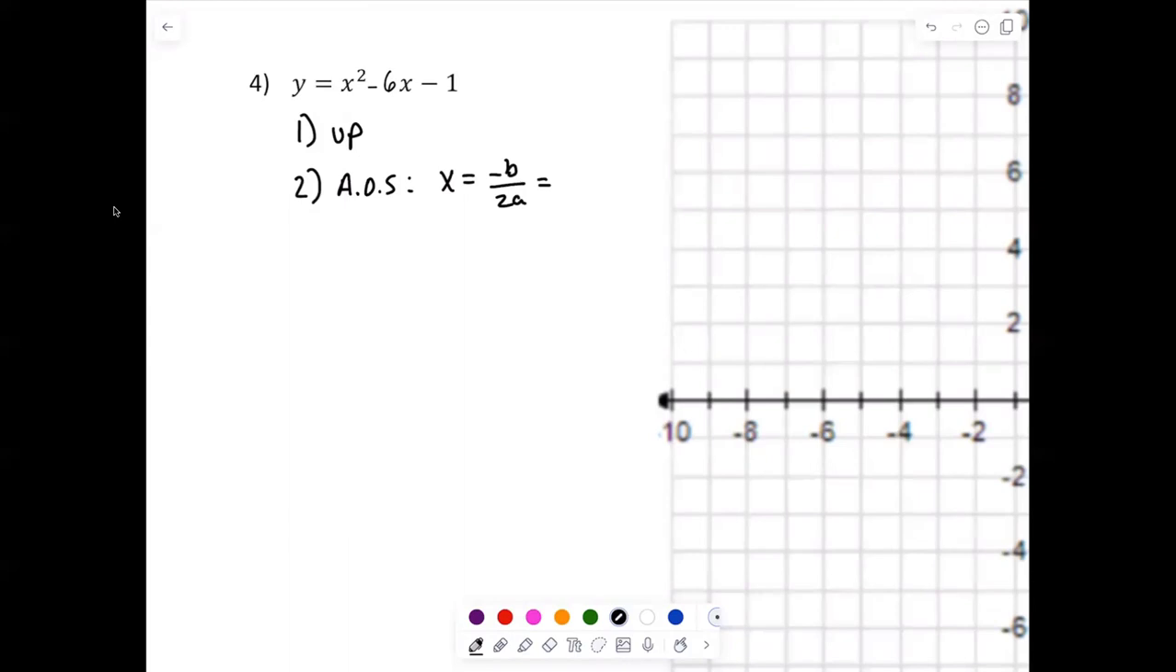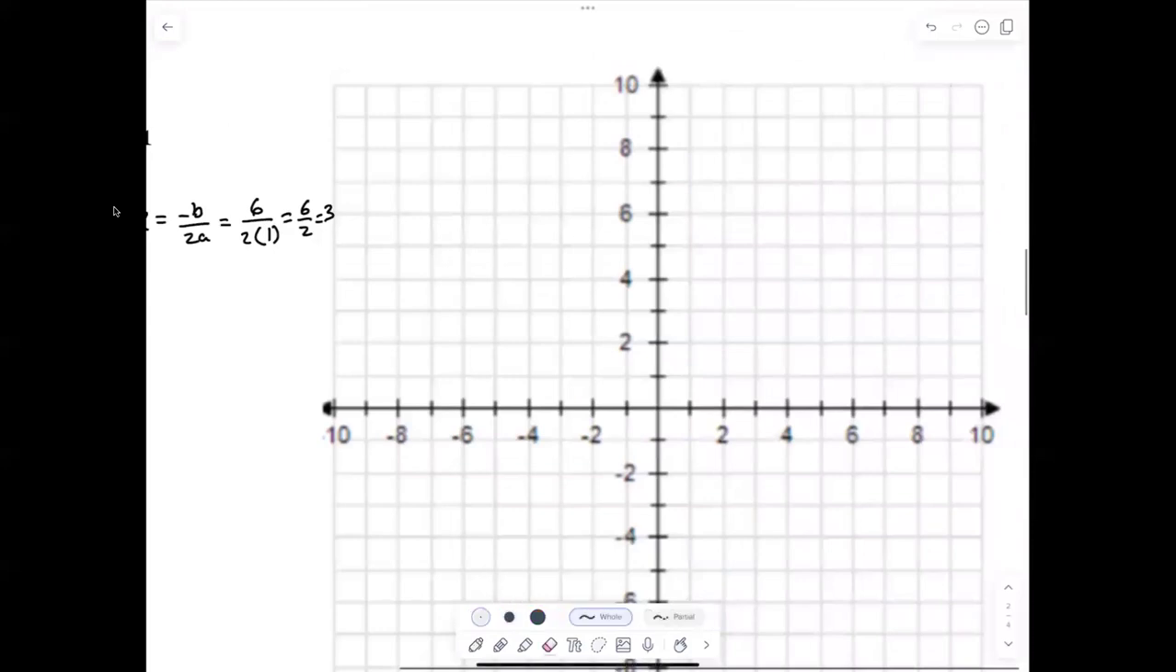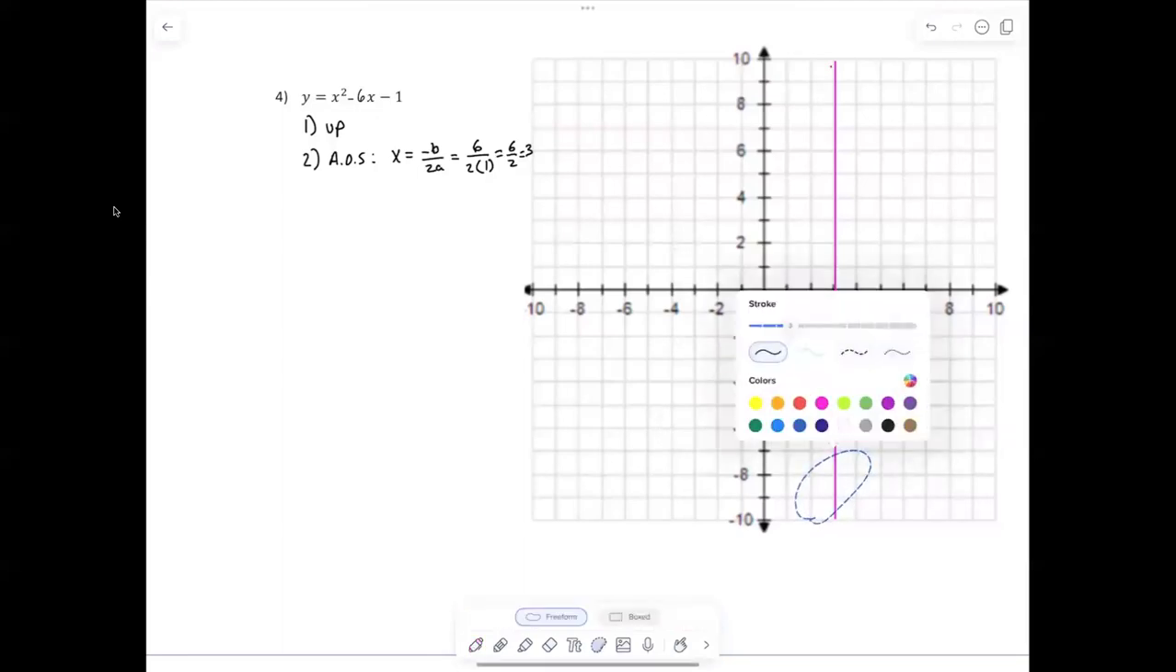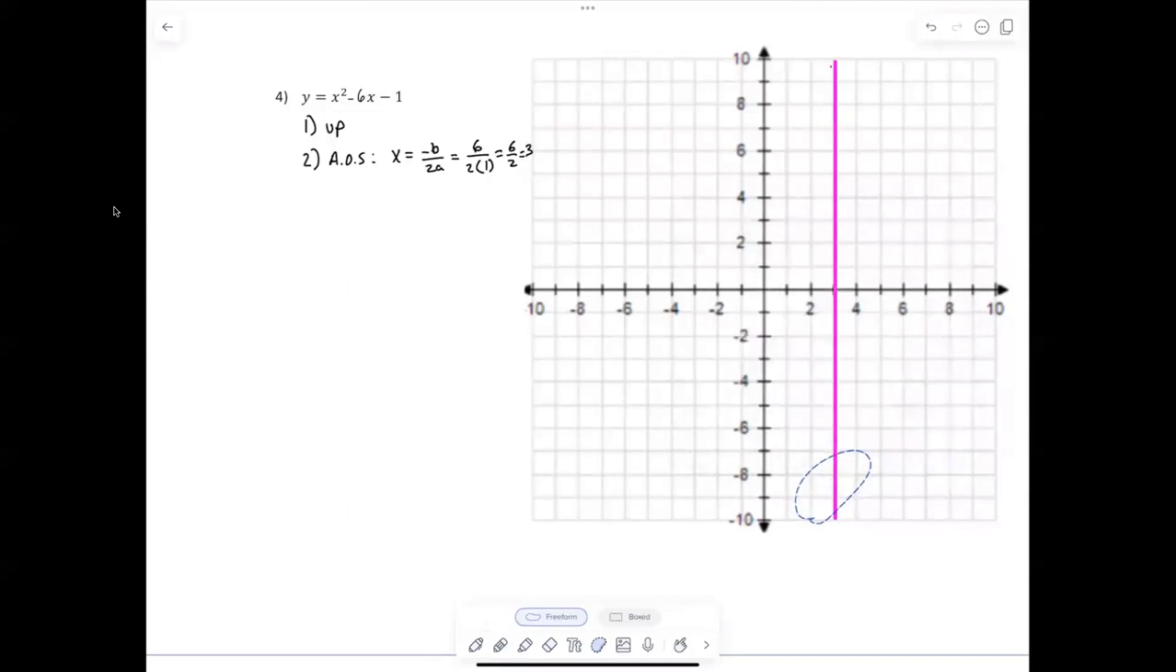Is it -6 or 6? 6 over 2 times what? Yes, double negatives. 2 times what's the a value? 1. What's 6 over 2? So now we go to x equals 3. All right, we're going to go to x equals 3 and graph that. Here is x equals 3. Okay, I'm happy with that.